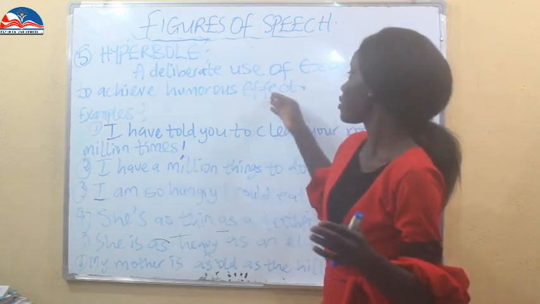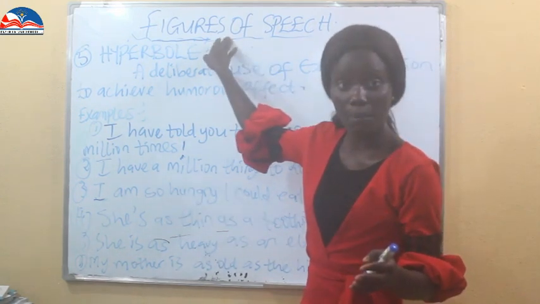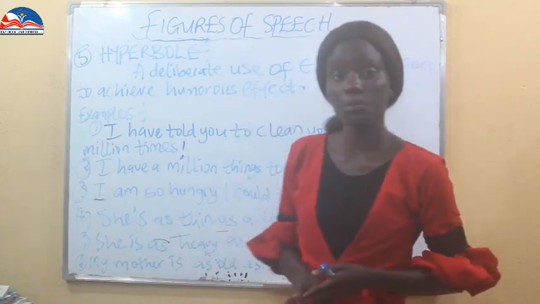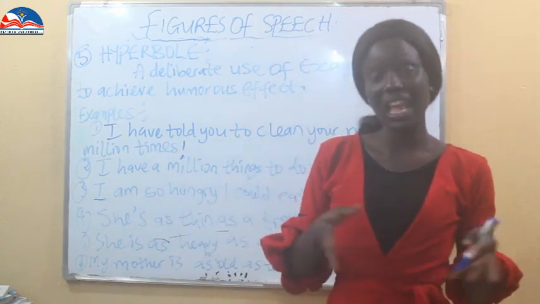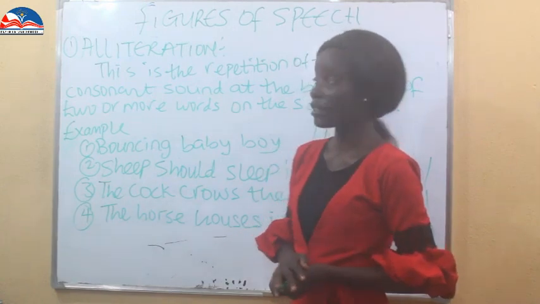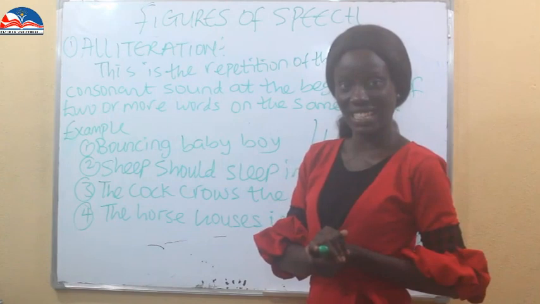And this deliberate use of exaggeration in literature means what? Hyperbole in figure of speech. All these are examples of what? Hyperbole. Then we'll look at the next figure of speech, alliteration. It's also a figure of speech in English language. Then we have, this is the repetition of the same consonant sound.